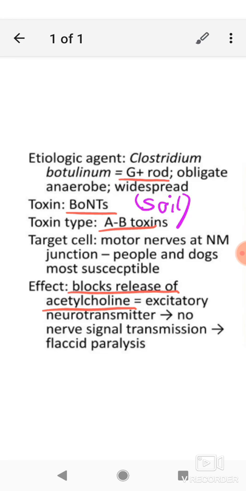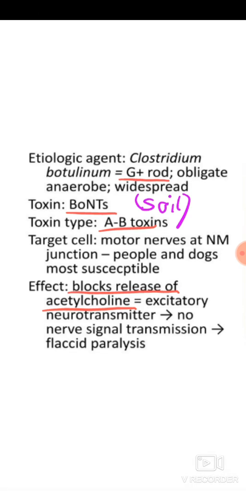So we know that the neurons release acetylcholine, the neurotransmitter, which sends the nerve impulse or the nerve signal that leads to muscle contraction, right? But in case of botulism, the botulism toxin blocks the release of acetylcholine, so that there will be no further nerve signal transmission. That leads to flaccid paralysis, and sometimes it also causes breathing issues, and eventually the person will face death.